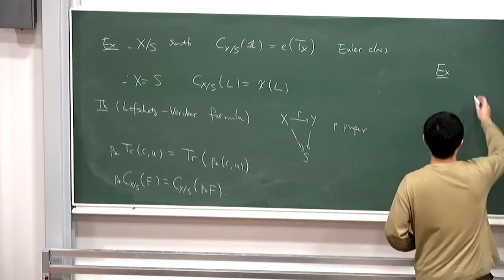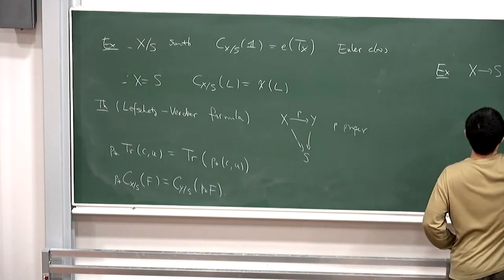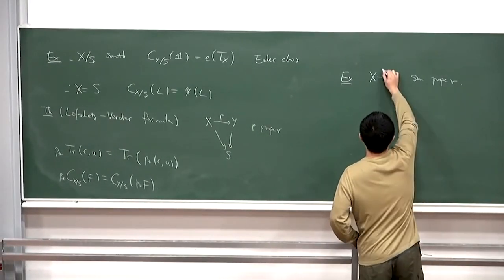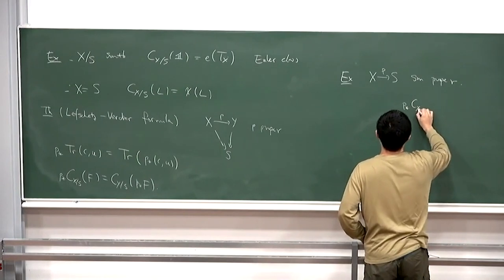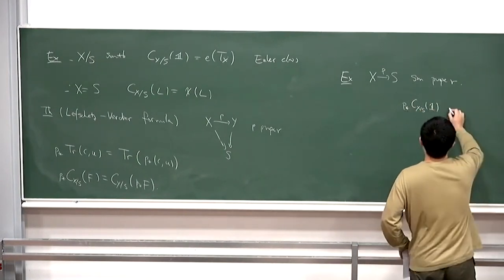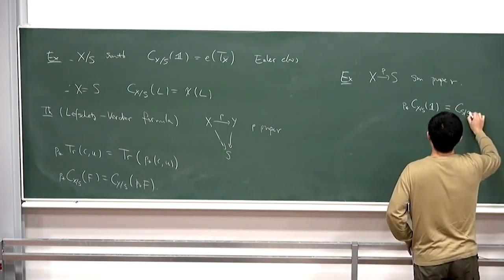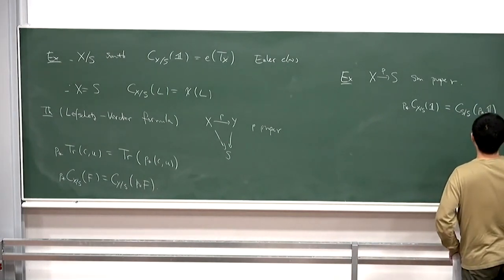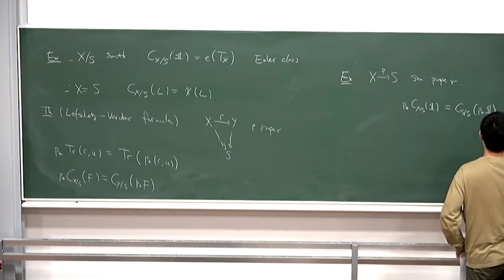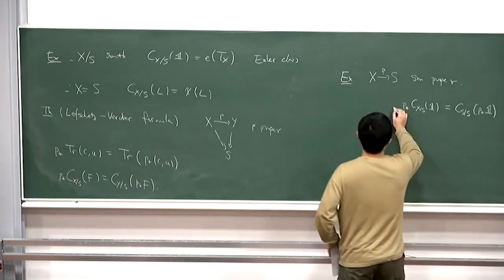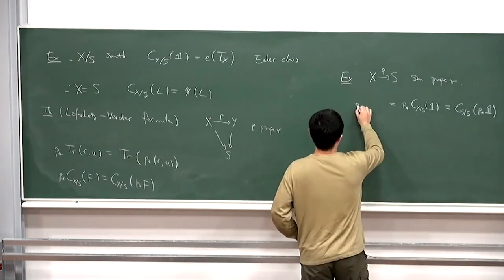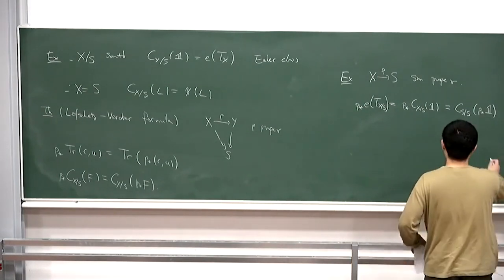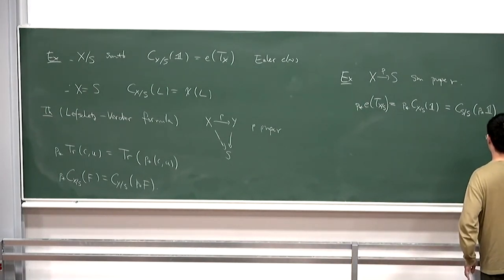So to state an example, let's assume that X over S is smooth and proper. And then you could look at this: P lower star of C_{X/S} of 1. And that's just C_{S/S} of P lower star of 1. So this is nothing but the categorical Euler characteristic of X relative to S. And this thing is equal to P lower star of the Euler class of the tangent bundle of X over S. So this formula is called the Motivic Gauss-Bonnet formula.